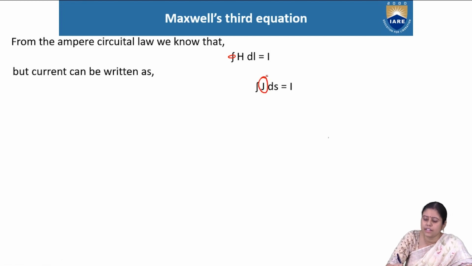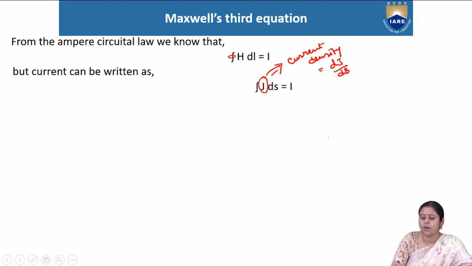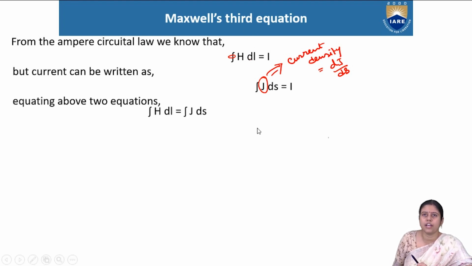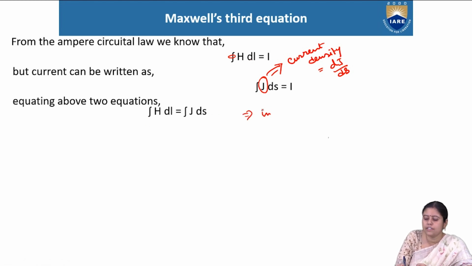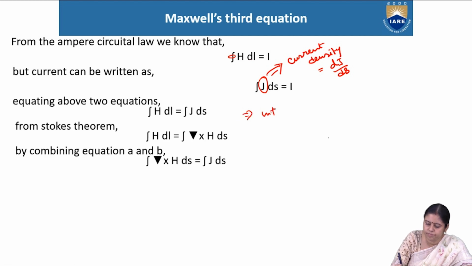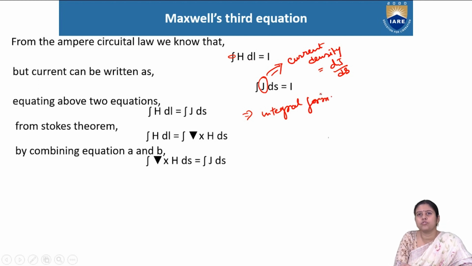What is J? J is nothing but the current density, equal to dI by dS. So I is equal to the integration of J ds. So these two equations can be equated, and this is known as Maxwell's third equation in integral form. Now we are using the Stokes theorem, because one side is dl and another side is ds.